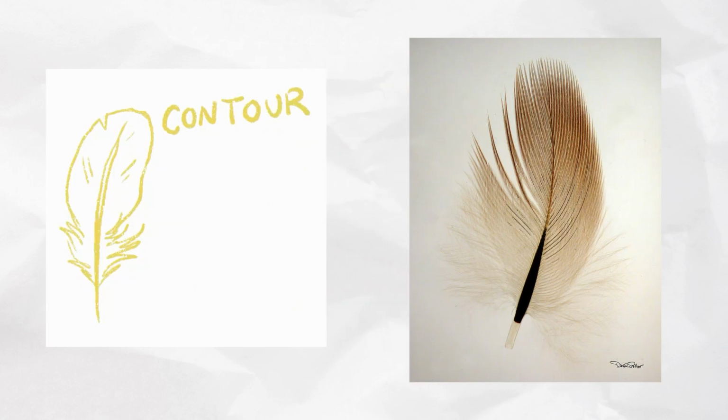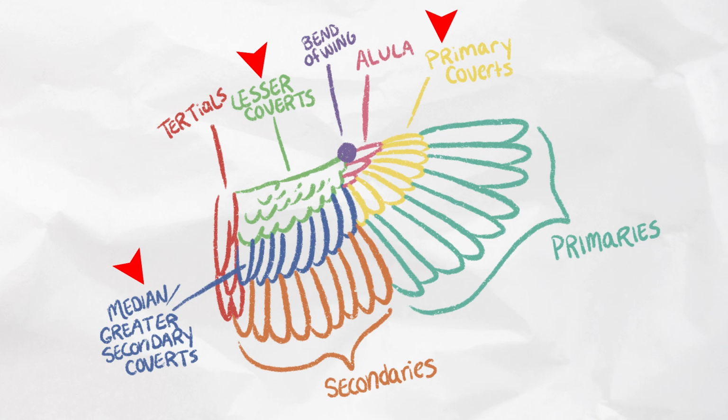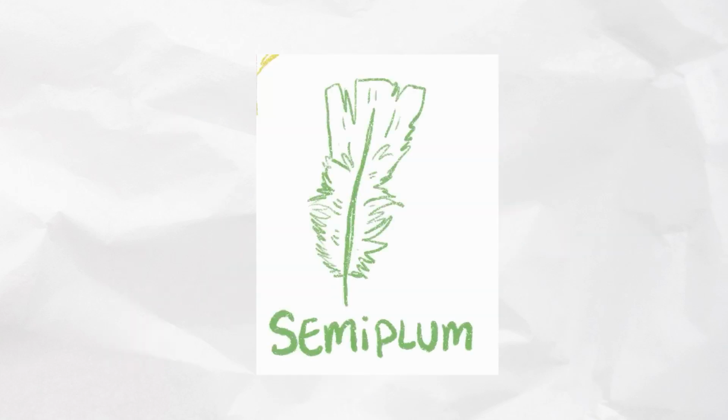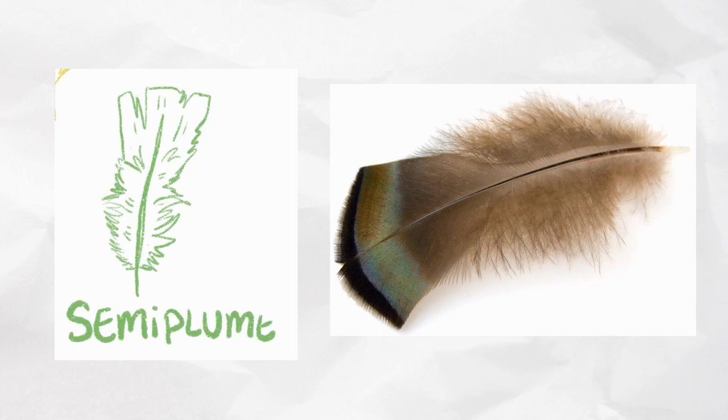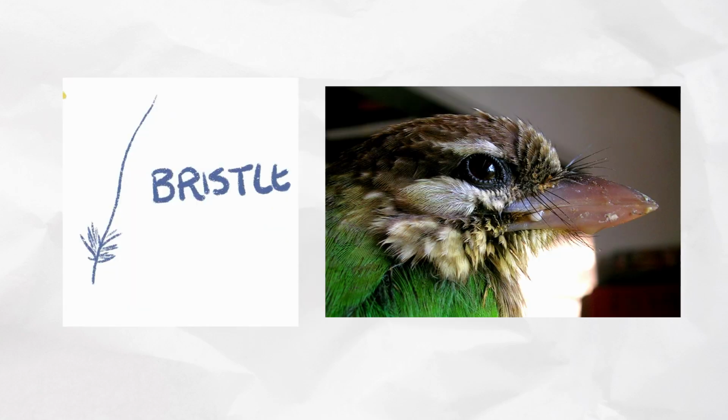Contour feathers are like roofs, as they overlap over the entire bird's body. These feathers can be waterproof and are also found on the wing, known as coverts. Semi-plume feathers hide underneath a variety of feathers on a bird's body. They also help with warmth. Bristle feathers are found mainly on the head to help protect a bird's eyes and face.